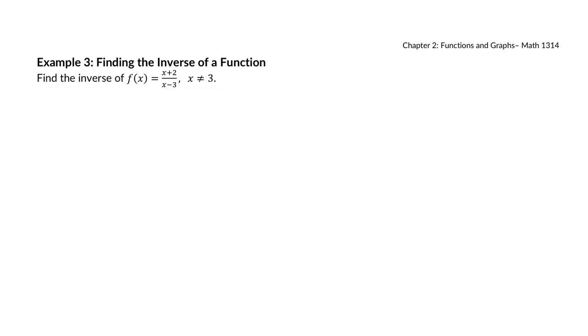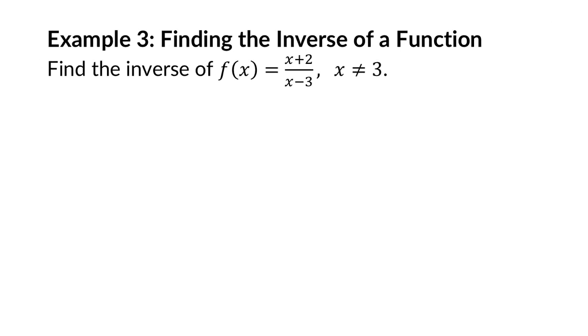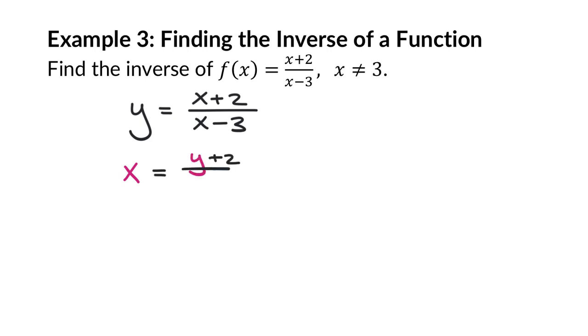You ready? Woohoo! Let's find the inverse of f of x equal to this rational function x plus 2 over x minus 3, where x cannot equal 3. Cool, we took care of our domain. Same thing like before. I am going to replace f of x with y. Then I'm going to switch every x to a y and every y to an x. So I have x equal to y plus 2 over y minus 3.